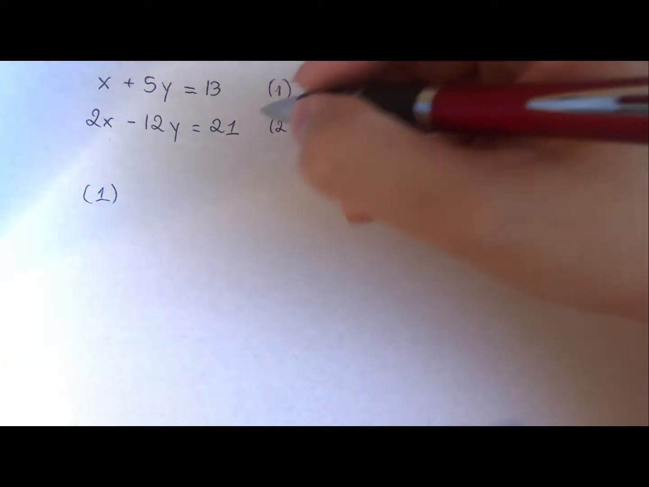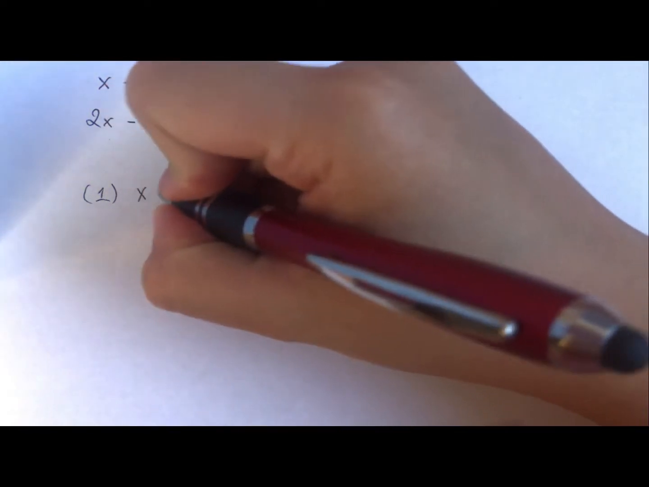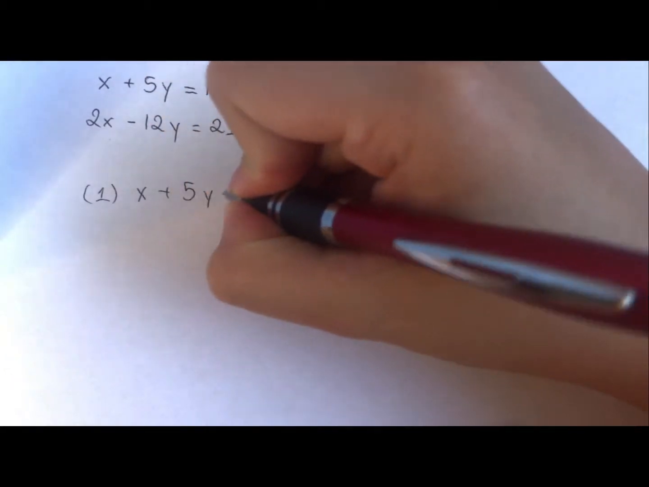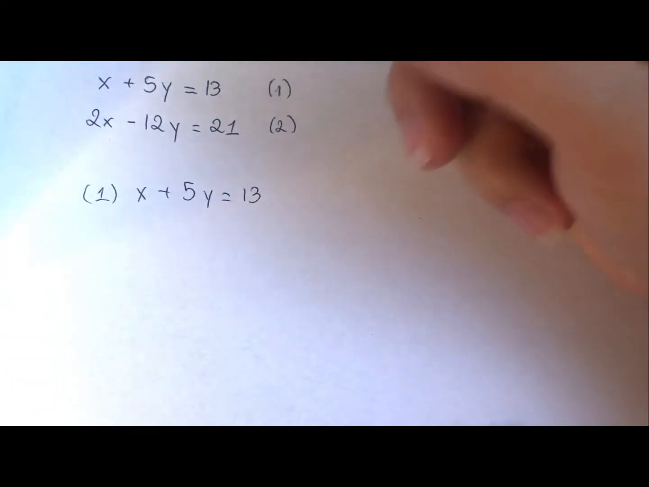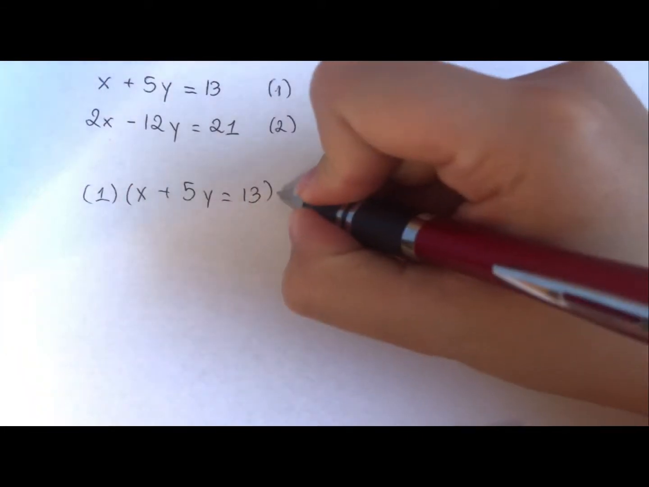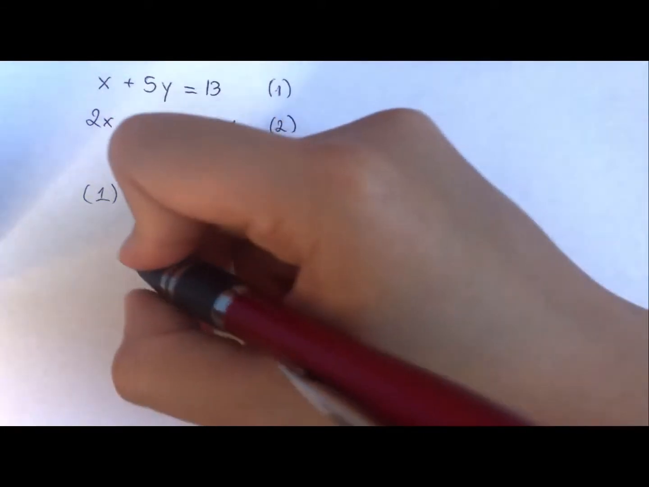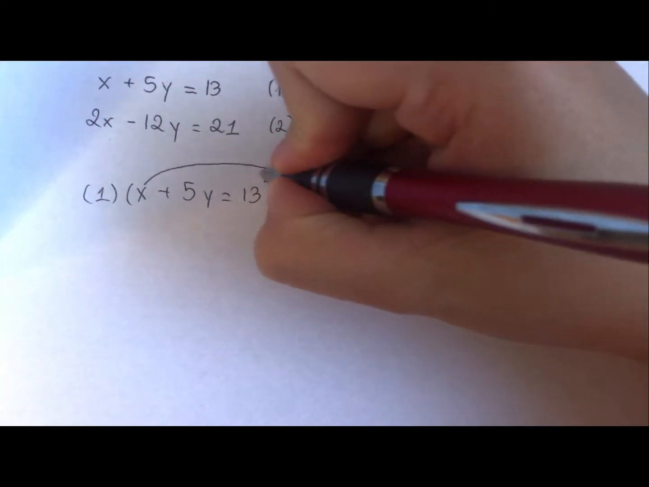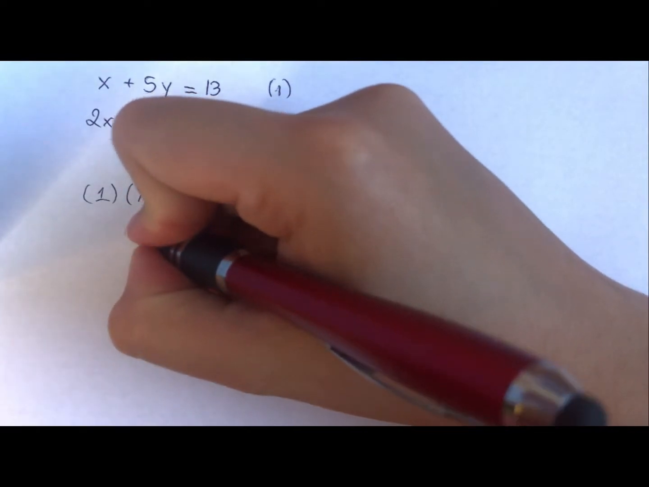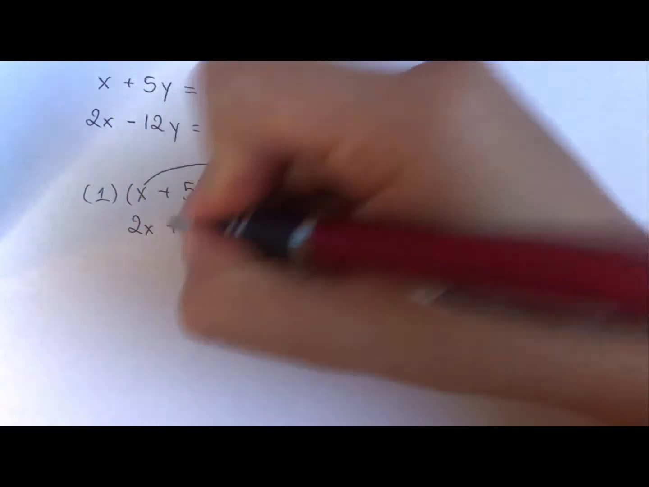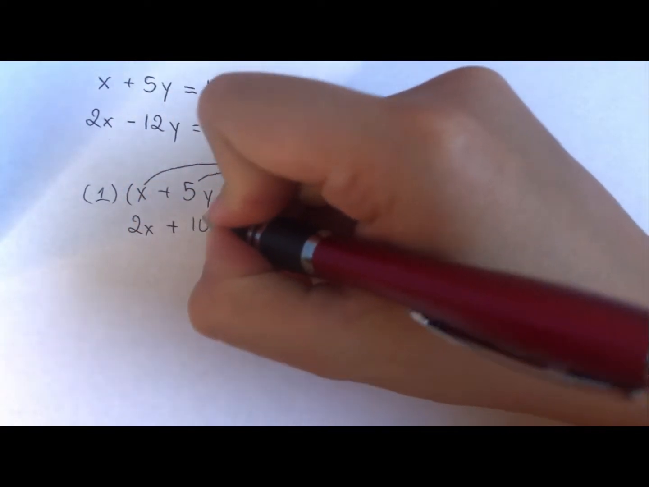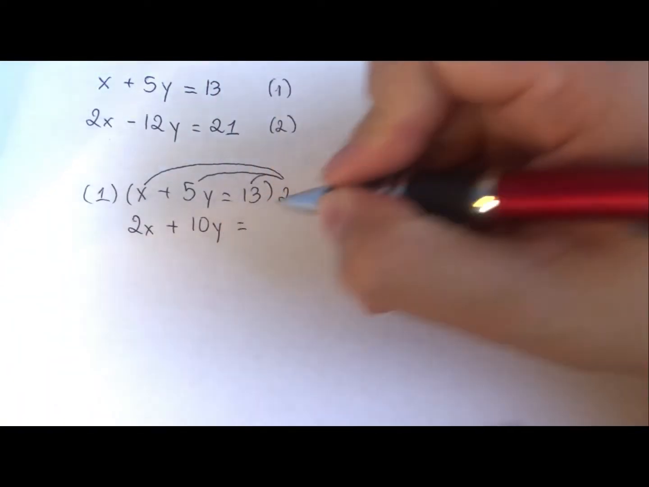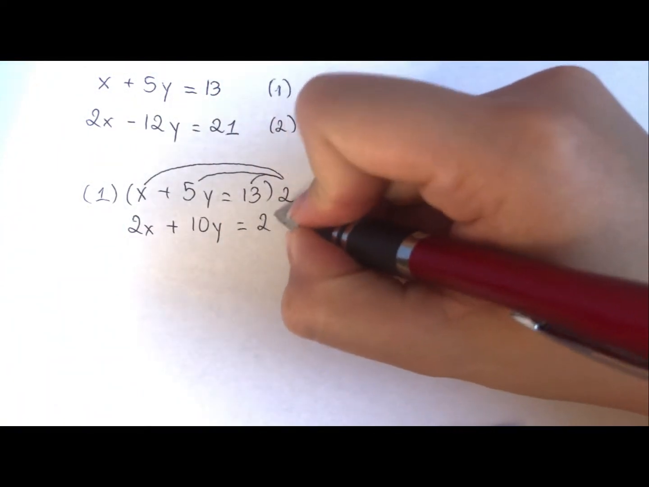So I'll use the first equation, x plus 5y equals 13, and I'll multiply this by 2. So now I need to distribute 2 to each term, and I'll have 2x plus 2 times 5 is 10y, and 2 times 13 is 26.